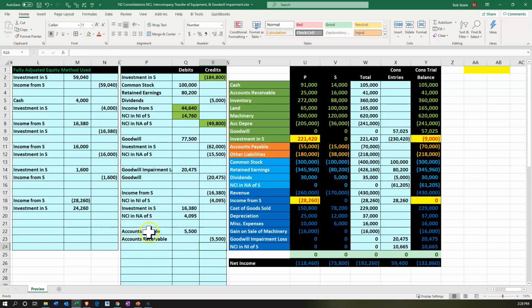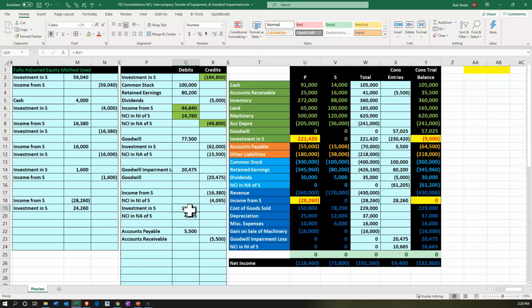Let's go ahead and post this out. Here's the payable here. So we're going to say this equals the 5,500. And then here's the receivable. So that's going to be equal to the 5,500.